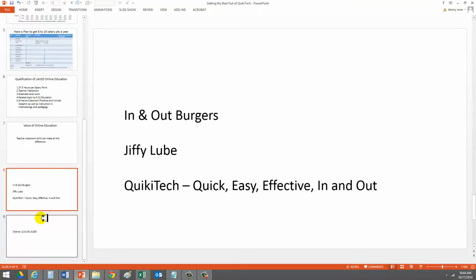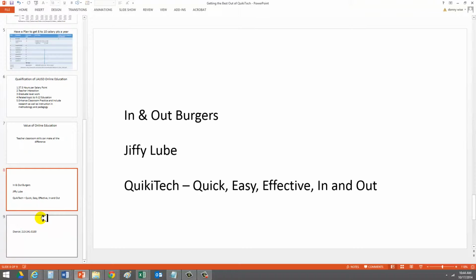Another thing I want to show you is, look at these 3 companies. What do they all have in common? What does In-N-Out have in common with Jiffy Lube? And what does it have in common with Quikitech? Well, all 3 of these institutions cater to the busy working professional.